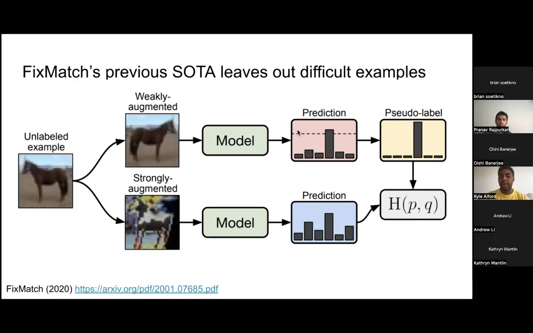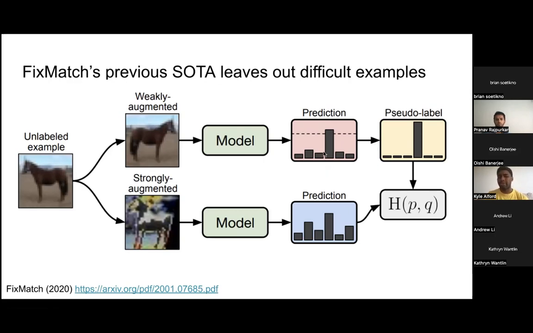Here in the red, it produces the probability distribution for each classification bucket, and then uses a hyperparameter, this threshold. It only uses this example if one of the classes is above that threshold. As you see here, one of these is above, so it will one-hot encode that and use that as the pseudo label.